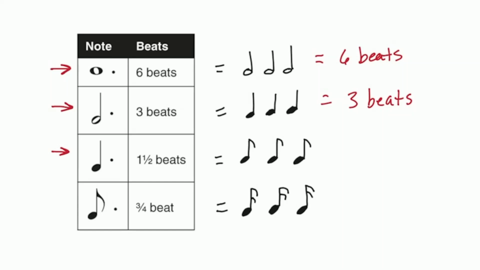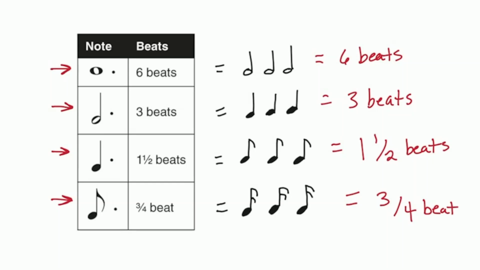The next fastest note from a quarter note is an eighth note. So 3 eighth notes is equal to 1.5 beats. And finally, the next fastest note from an eighth note is the 16th note, and 3/16 is equal to 3/4 of a beat. So with that being said, let me show you some examples of how to go about playing these rhythms.